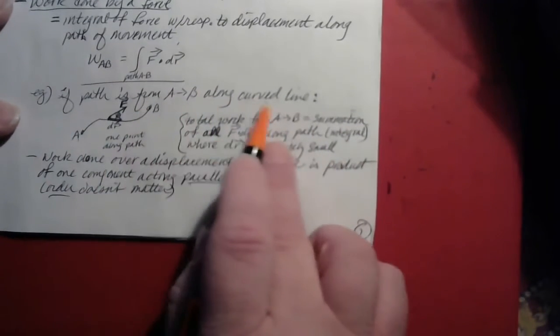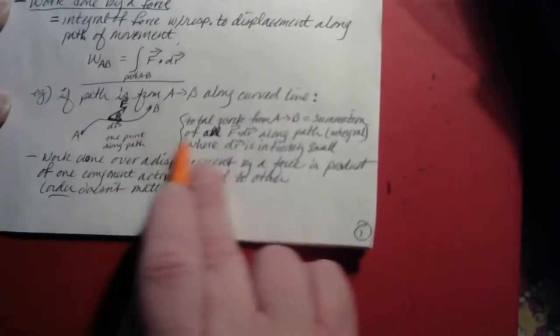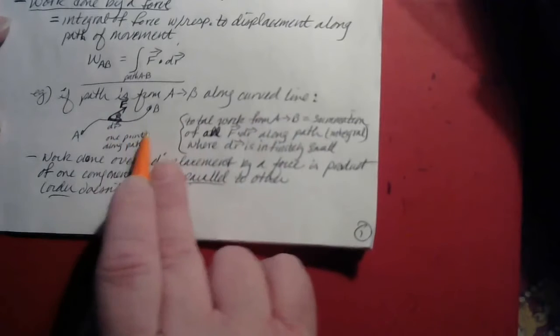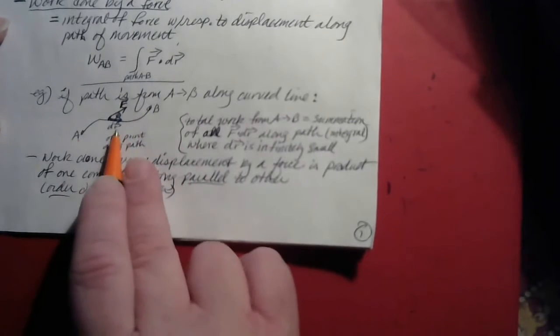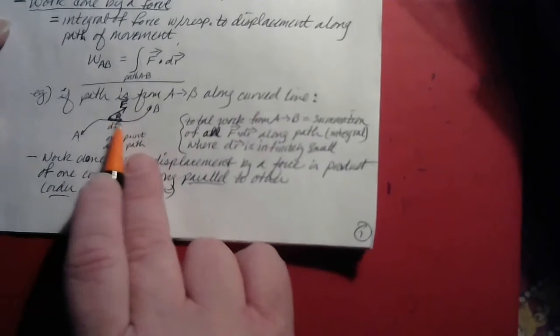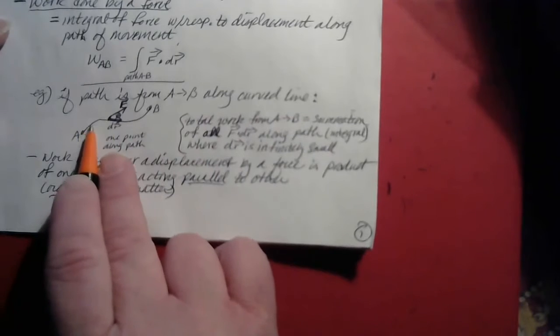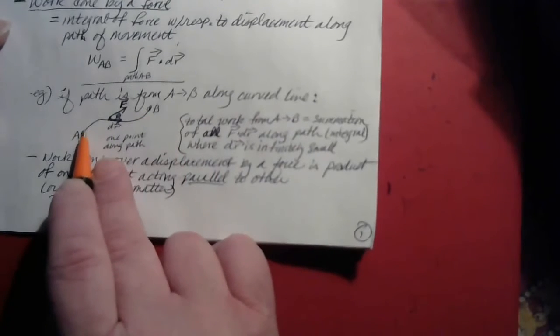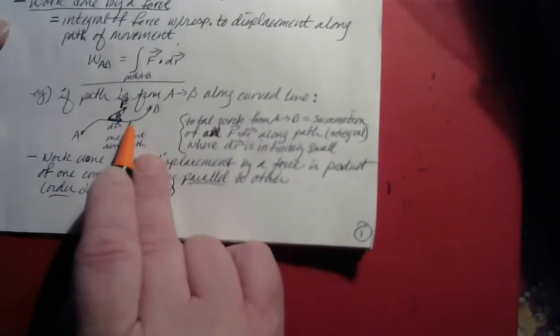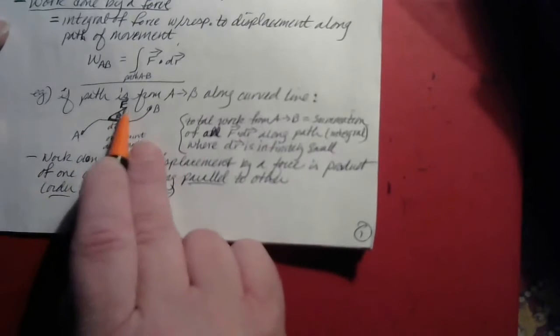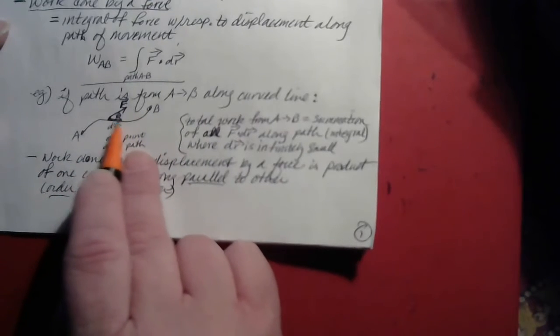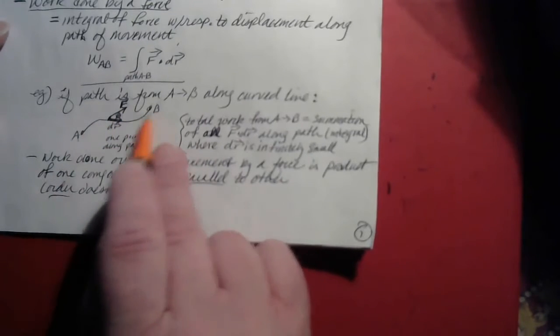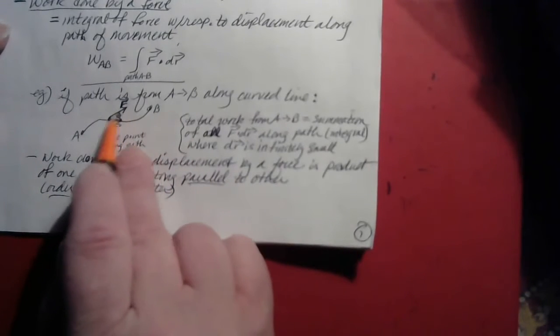If the path is from A to B along a curved line, then the total work going from A to B is really just a summation of all of these tiny little increments going from here all the way to there. So tiny little increment there, all the way through up to there. And you have a force that causes the movement in a certain direction. And so when you add up all of those forces and the dot product of the force and the displacement, you get the total work.